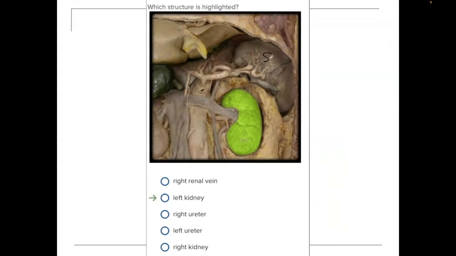Here, that's the spleen right there. Here's the abdominal aorta right here. That is the celiac trunk. That's the superior mesenteric. That's the renal artery. That's the kidney. The closest part that's lining the kidney, that's going to be the renal capsule. But this entire structure, pretty straightforward answer, that's going to be the left kidney.